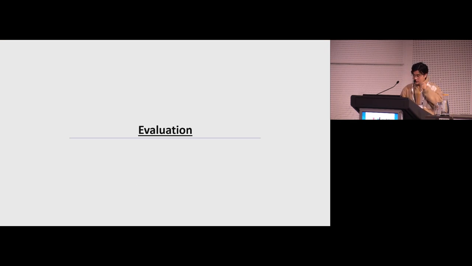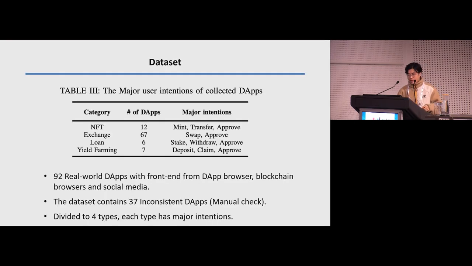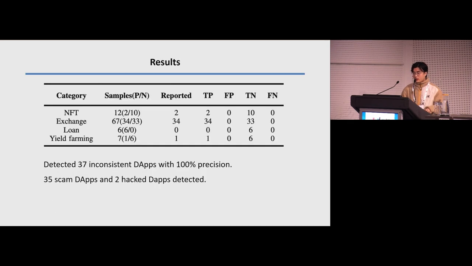So let's see the evaluation part. We collected 92 real-world DApps with front ends from DApp browsers, blockchain browsers, and social media. This dataset contains 37 inconsistent DApps, based on our manual check. In our experiment, we found all of them with 100% precision. 35 of them are scam DApps, and two of them are ordinary DApps, but their front ends were hacked by crackers, who injected malicious code.